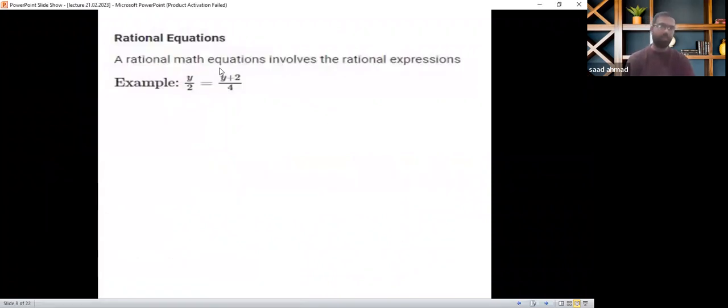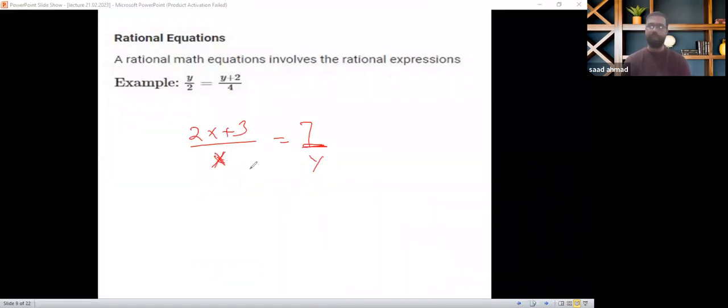Okay, then this is just an example as well. A rational equation. Rational equations are like 2x plus 3 over x equals 7, or 7 over y, something like that. These are the rational expressions because these are the rational numbers, not real numbers. We don't have powers which are exponents, negative exponents, or exponents that are fractions. So these are the rational expressions because they include rational numbers instead of integers or polynomials.